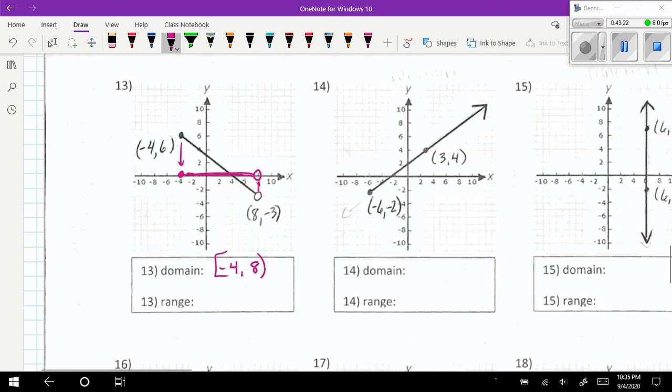Range is going to change colors with me. I'm now dealing with the y values. So this y value, I read it over here, it's -3. And the highest one here is 6. And you can tell that all these points are going to come over, make that solid. All these points are going to come over. So you can read your y coordinate. And my range is going to go from a -3 to a 6. I want to include the 6, but not the -3.